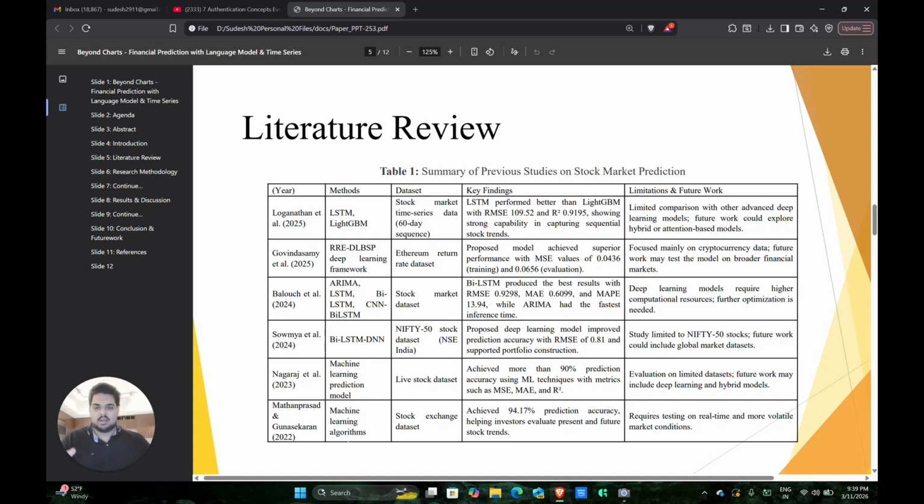And Gunasekaran and Matan Prasad again used ML models which were based on stable data, and it was not done on volatile conditions. The data set they chose was from a very, very stable time.